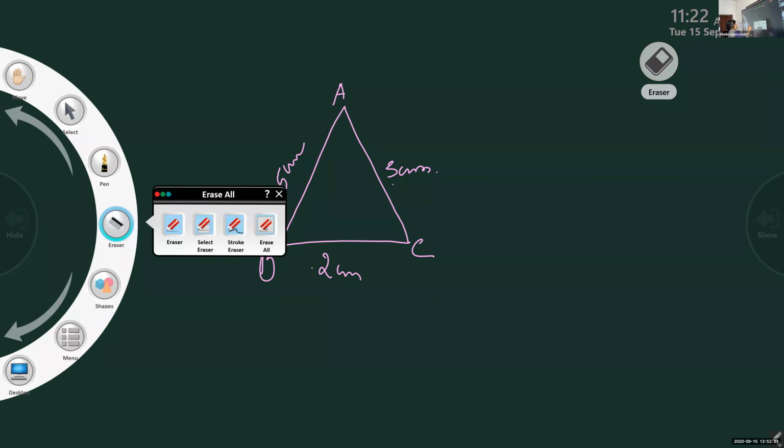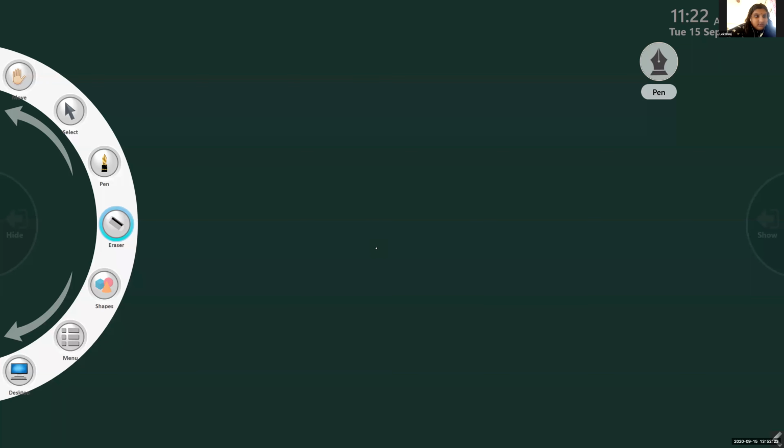I'll give another question based on this. Okay, one question is there. Which one was possible? The previous one was not possible. It was equal to 3, not less than. So it is not possible.